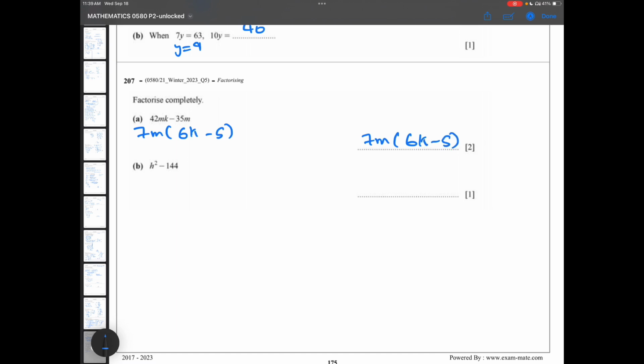In part b, h squared minus 144. So 144 is the square of 12. Now this has become an identity, a squared minus b squared, that is equal to a plus b and a minus b. It will be h plus 12 and h minus 12. This is our answer.